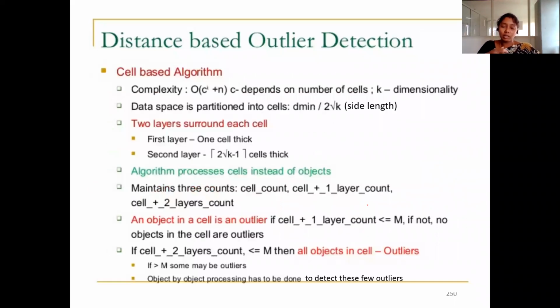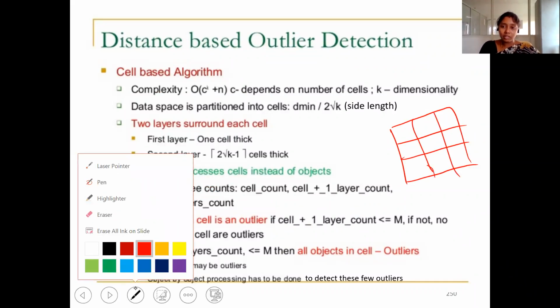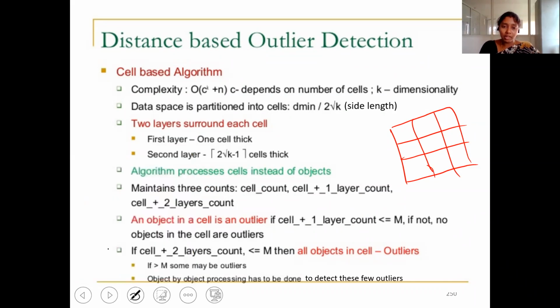So coming to the third algorithm, the cell-based algorithm. Here the total data set is divided into different cells. Listen carefully. The topics till now we have covered in the last class. This is a new topic. Here the total database is divided into different cells where each cell has two layers.